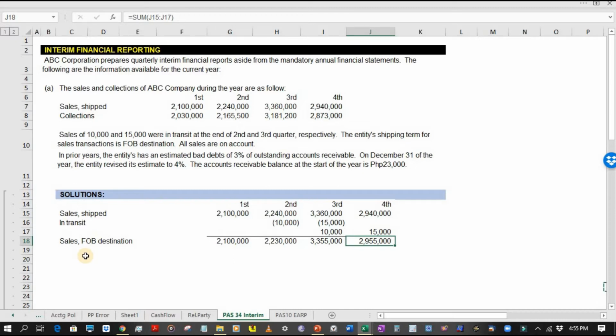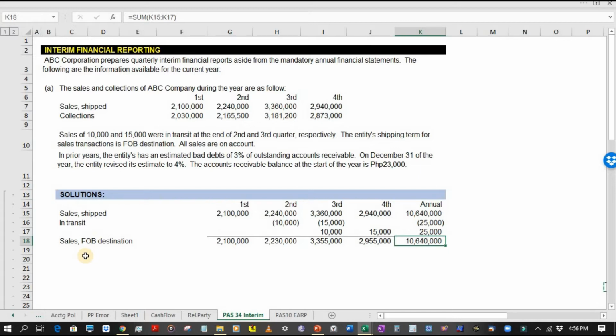So these are the sales under FOB destination to be recognized for each quarter. And of course, when we prepare the annual financial statements, we are going to consolidate all the sales that were recognized for each quarter. So, for the annual financial statements, the total sales shipped is 10,640,000 pesos. And of course, the in transit is 25,000 pesos, so that is the total. And of course, it has no effect on the total sales to be recognized under FOB destination. So the sales to be recognized for the year is 10,640,000 pesos, similar to the total sales shipped.